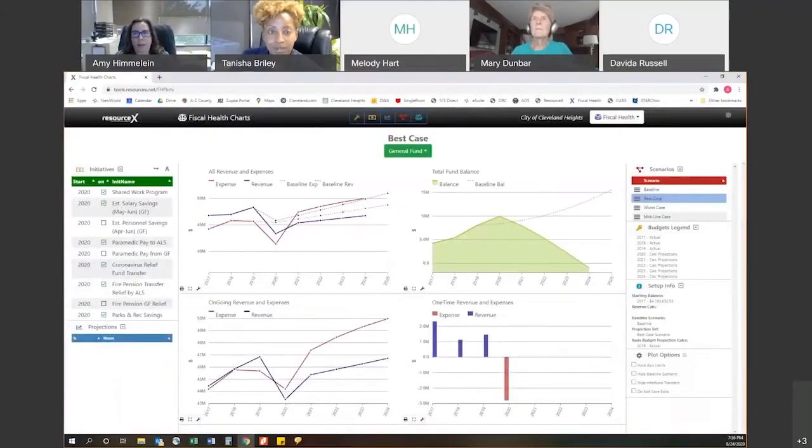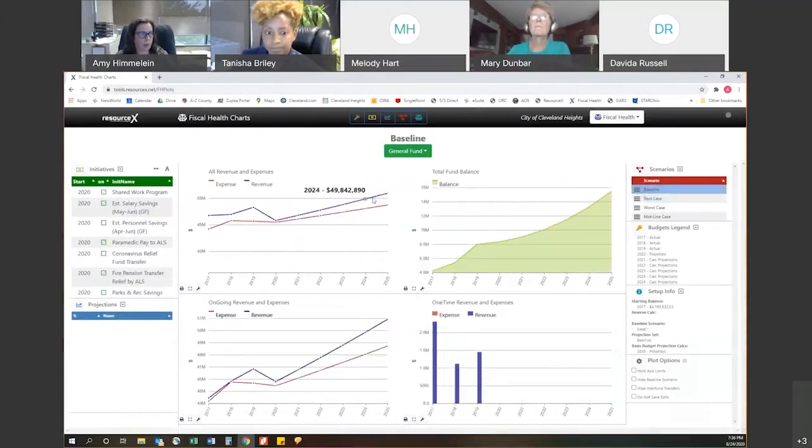We have Fiscal Health, which is software created by ResourceX, the group we've been working with, to help us figure out how to allocate our expenditures or what we can do to bring our budget in line. So right now, I'll go back. This is the baseline budget.